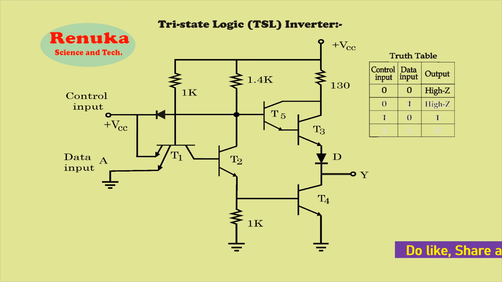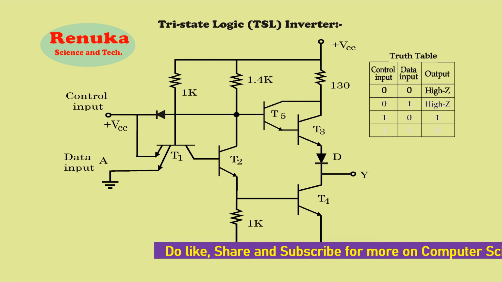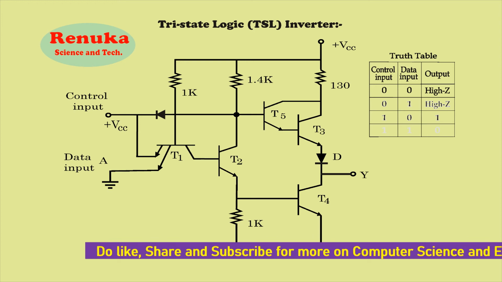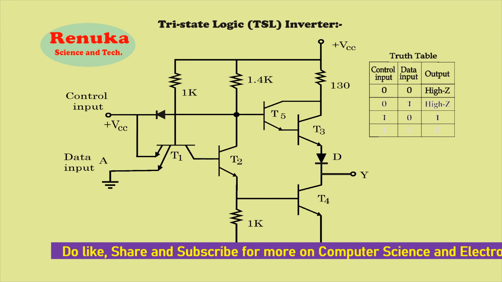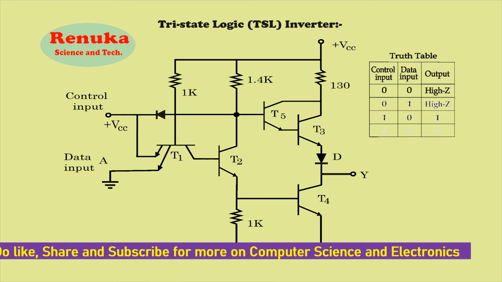Now transistor T2 is off, it means that all the current from the power supply plus VCC will flow through the 1.4 kilo ohm resistor and it will drop across this resistor because T2 is off. So there is no current conduction through transistor T2. So there will be a voltage drop across 1.4 kilo ohm. And this 1.4 kilo ohm voltage drop is high, this high voltage will turn on the transistor T5. So T5 will be conducting.